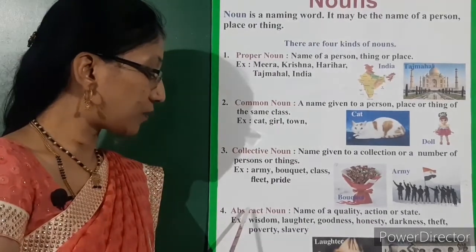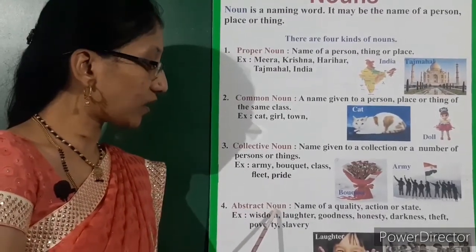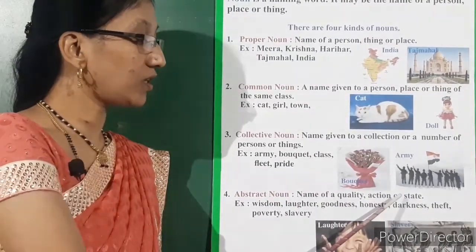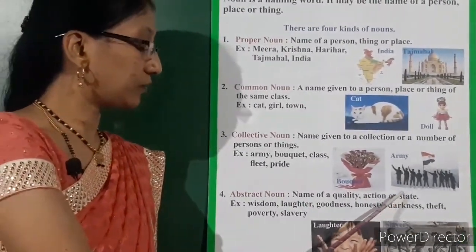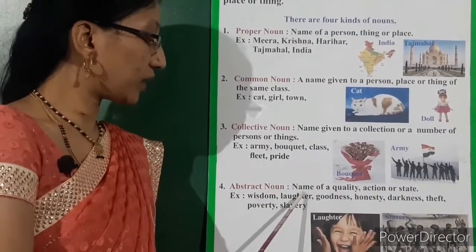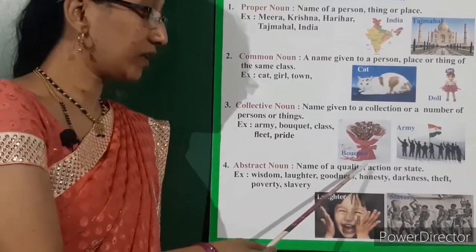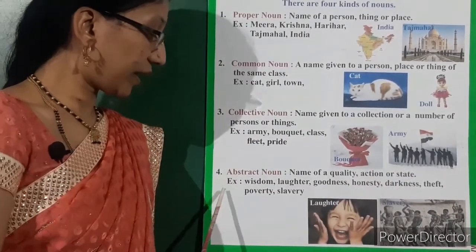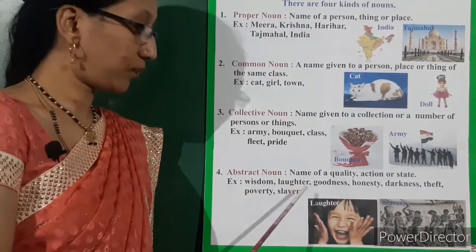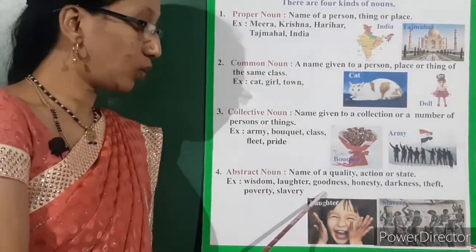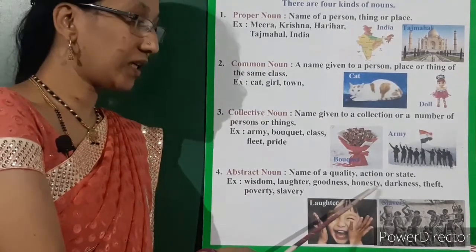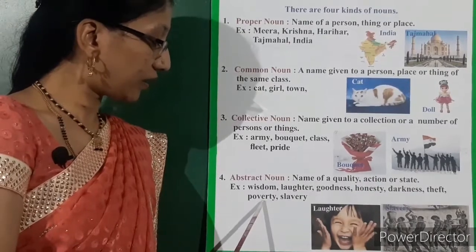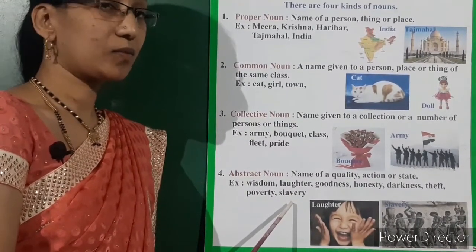Last one is abstract noun. Abstract noun means name of a quality, action or state. For example, wisdom, laughter, goodness, honesty, darkness, theft, poverty, slavery.